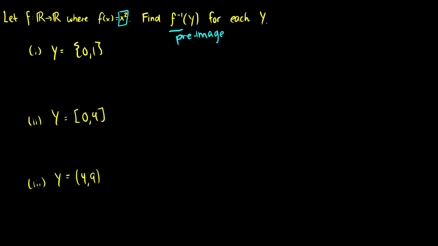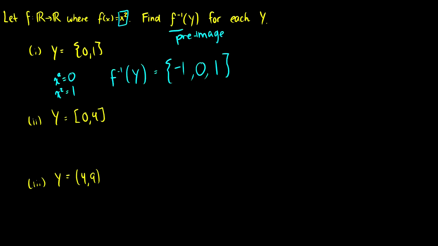So the first example, if we have y is equal to the set 0, 1, I'm saying, okay, what values give x squared equals 0 and x squared is equal to 1? So f inverse of y, well, what squared gives you 0? Well, 0 squared gives you 0. What about what squared gives you 1? Well, negative 1 squared gets you 1, and 1 squared gives you 1. So our pre-image of y is going to be negative 1, 0, and 1.